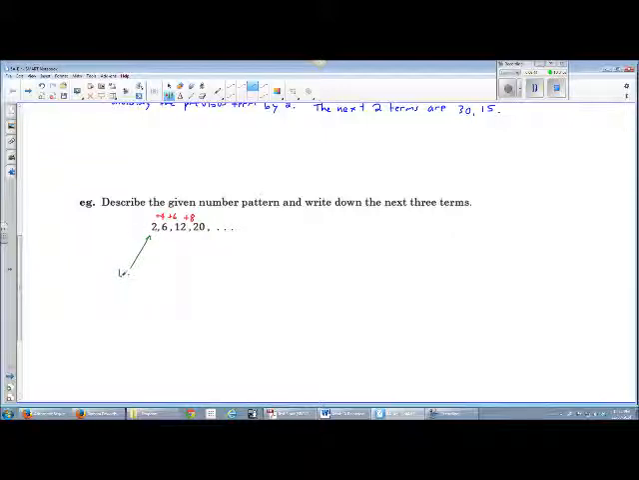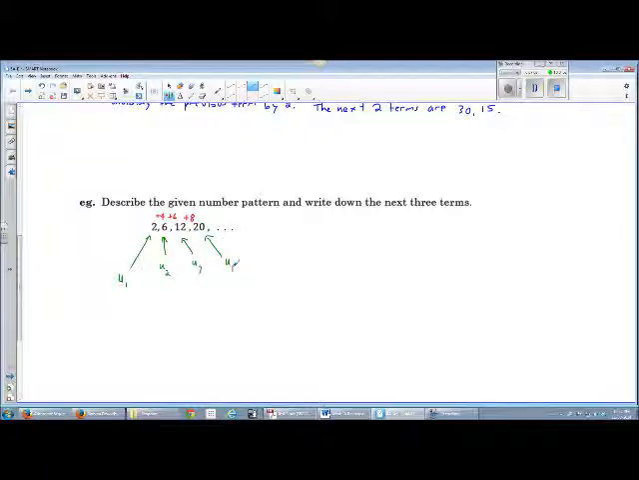So that's term 1. Sometimes the terms can be written as T with a subscript. The book we're using uses U with a subscript. There's term 2. Term 3 is the 12, and term 4 is the 20.